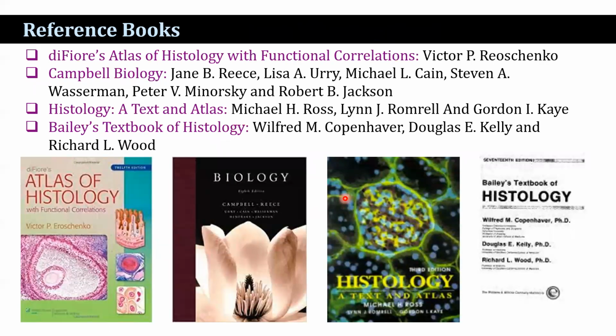Now, these are the reference books: Di Fiore's Atlas of Histology with Functional Correlations, Campbell Biology, Histology: A Text and Atlas, Bailey's Textbook of Histology.